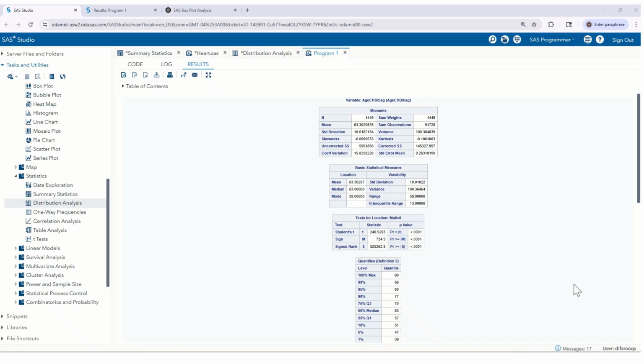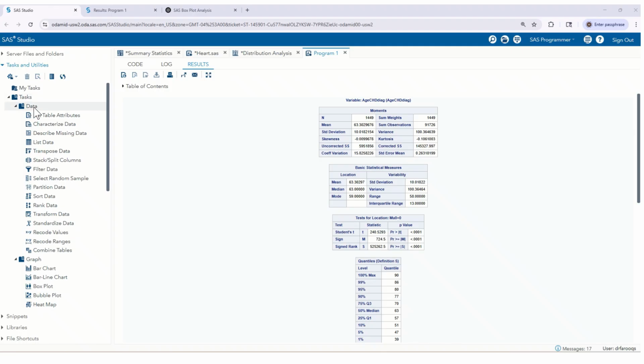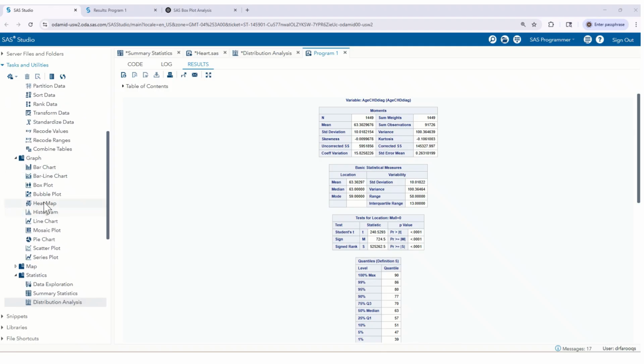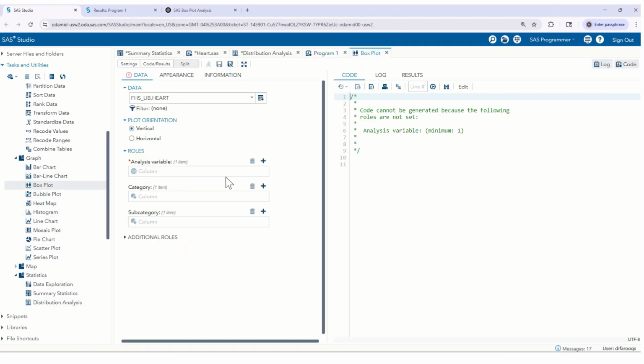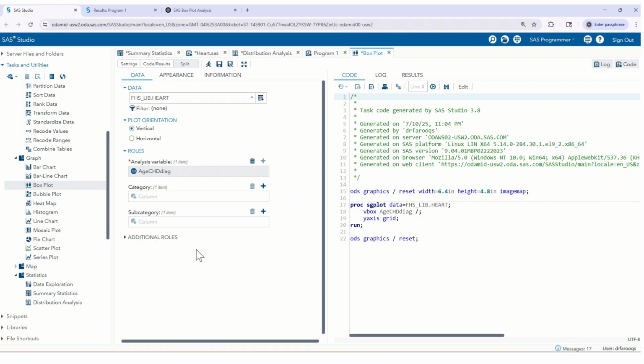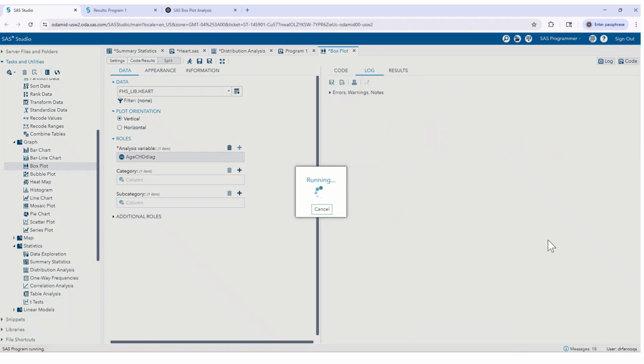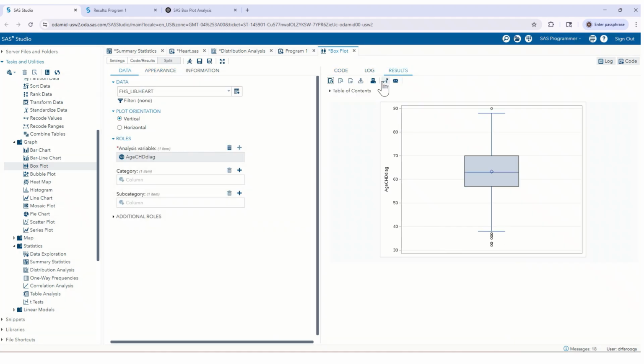Before we move any further, let's talk a little bit more about box plot. Let's draw the box plot first and then we will explain it. Go to Task and Utilities, and then under Task, under Graphs, box plot is here, and we are going to choose age chronic heart disease diagnosis as the analysis variable. We're not going to change anything in the appearance, we're just going to submit it. Okay, so here is the box plot.